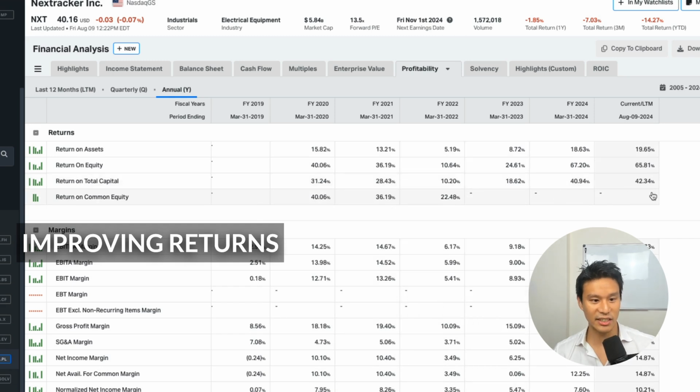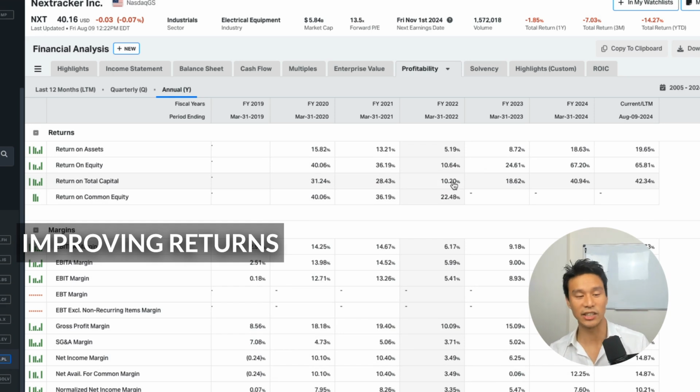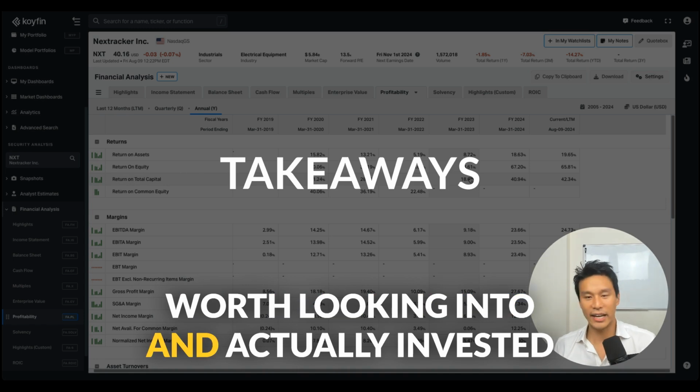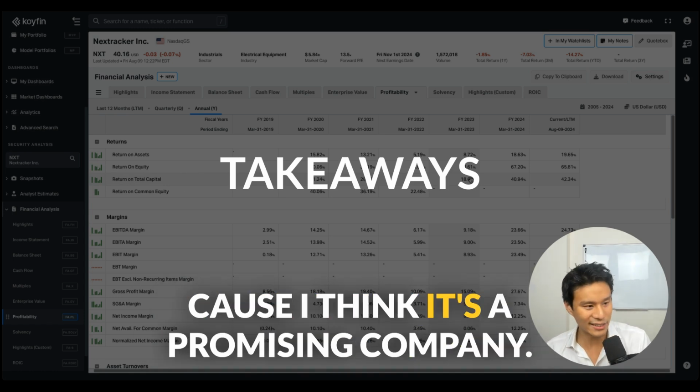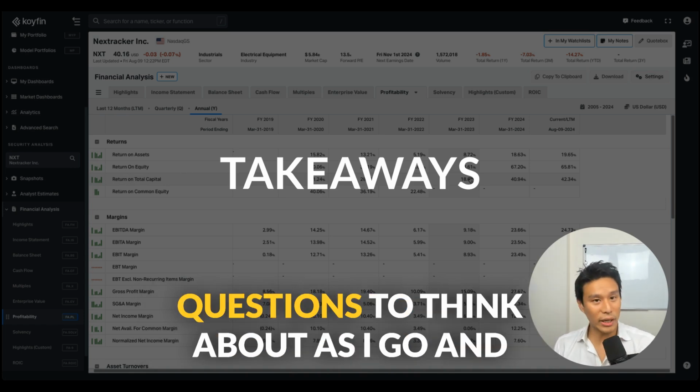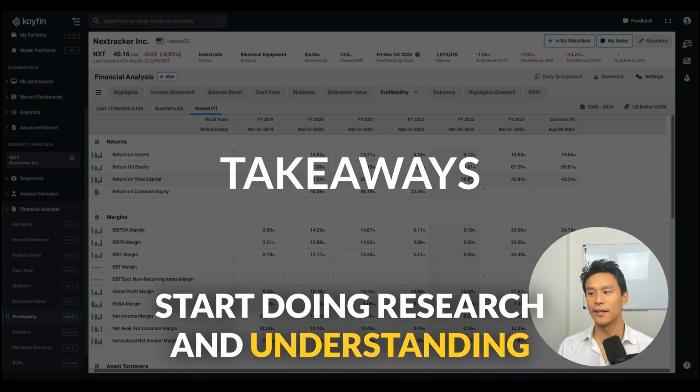It's increasing. You can see, of course, that there are some jumps and changes, which indicates that they're in an investing mode. But I want to probably look a little bit deeper, do some analysis to make sure they're getting higher returns on capital, and get a better understanding of that. But so far, it looks good. It looks like they're getting good returns and it looks like it's getting higher. So that's great. So this to me is a check that this business is worth looking into. And I actually invested a little bit into it because I think it's a promising company. And now it gives me a lot of things and questions to think about as I go and start doing research and understanding this business.